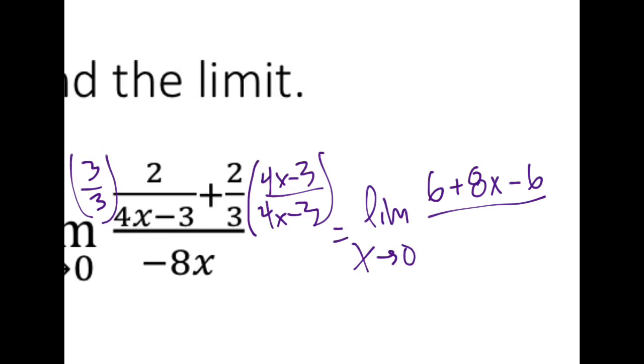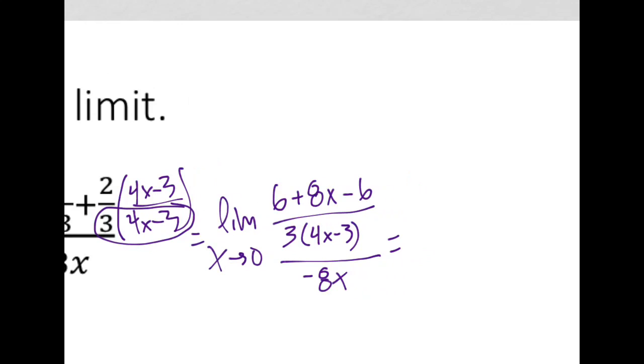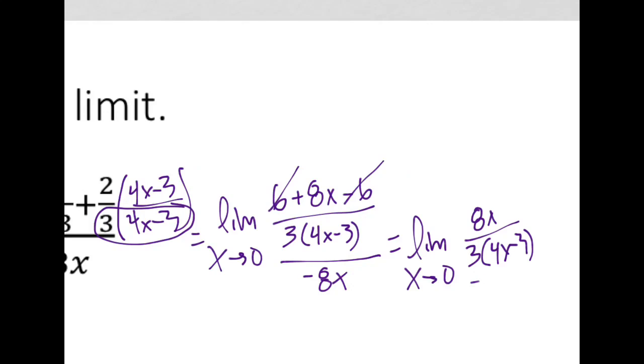Sorry for that little mental pause. And then I have that denominator, 3 times (4x minus 3). And I'm just going to leave it as 3 times (4x minus 3), just like that. All of this is negative over negative 8x. So let's take it one step farther. The limit as x approaches 0 of, look at my numerator, I've got a 6 and a negative 6, so I get 8x over that middle denominator thingy, (4x minus 3), all over negative 8x.